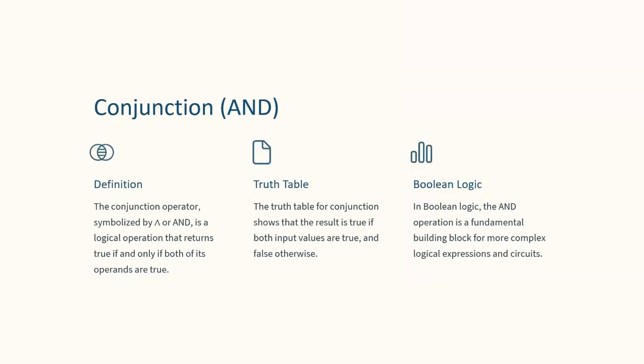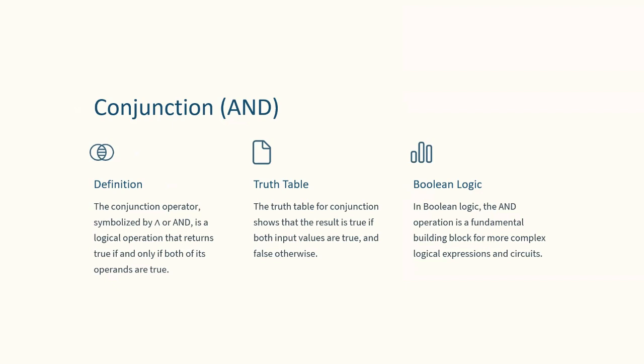Coming to the first operation, that is conjunction, or either way it can be said as the AND operator. Definition: the conjunction operator is a logical operator that returns true if and only if both of its operands are true. Truth table: the truth table for conjunction shows that the result is true if both input values are true and false otherwise. In the sense, if one of the values is true and the other value is false, it will end up as false.